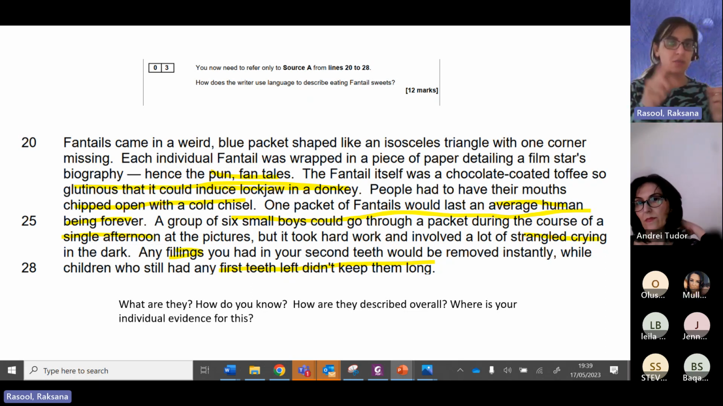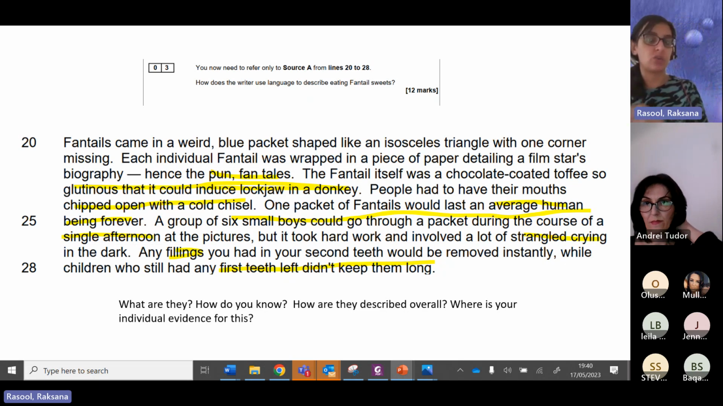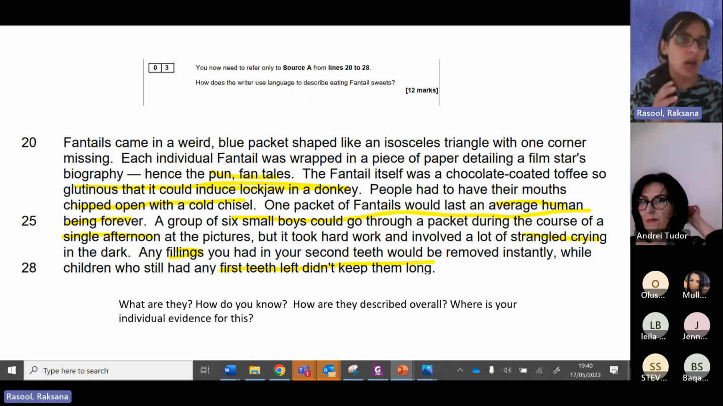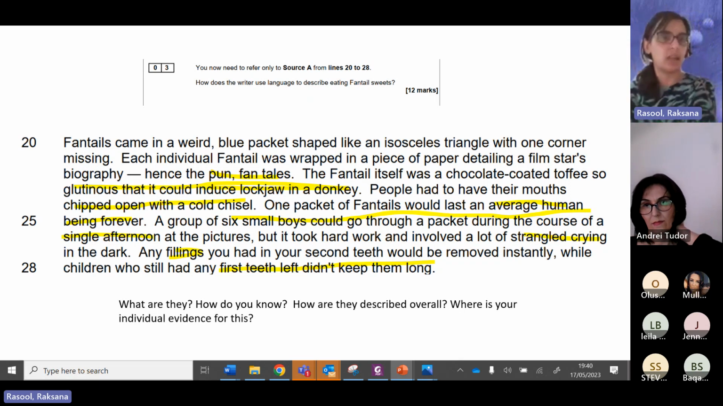So I wouldn't even say the writer uses language or the language. I would just start off with the quotes. Humor in "Induced lockjaw in a donkey" shows. The alliteration, "chipped open with a cold chisel," shows. I would keep it really basic. Perfect. So you don't have to write the writer. You won't have time. That's how you're losing time. So literally mention the technique, mention the quote, spend your time analysing that.